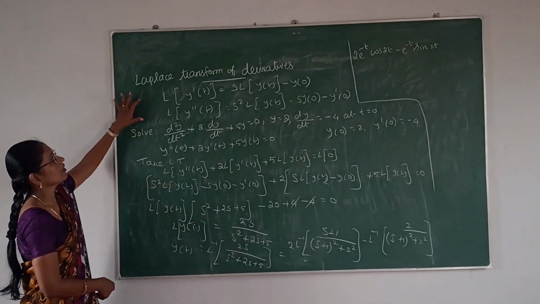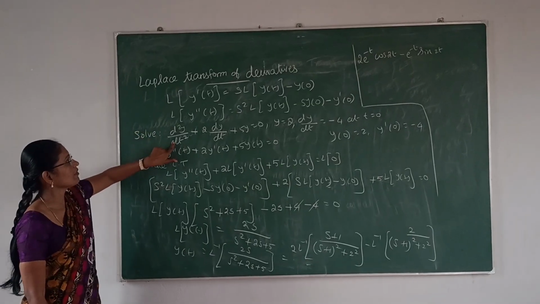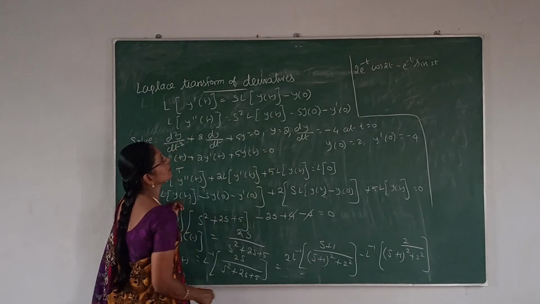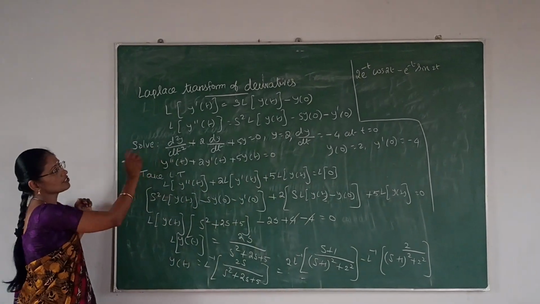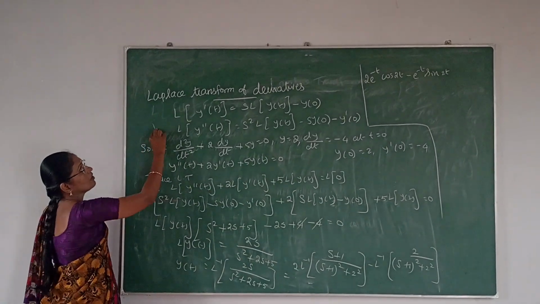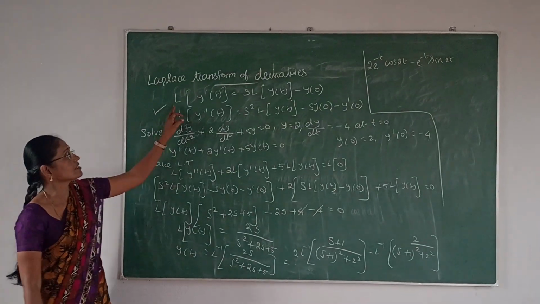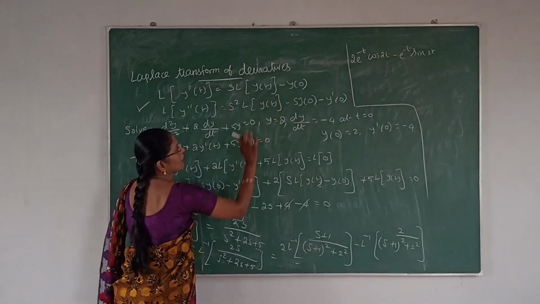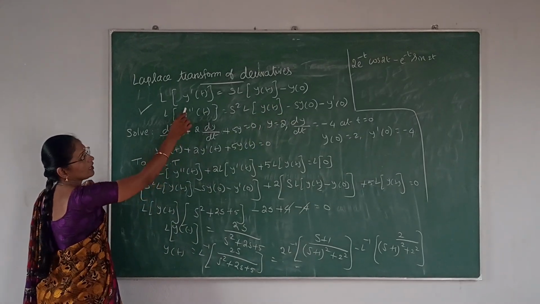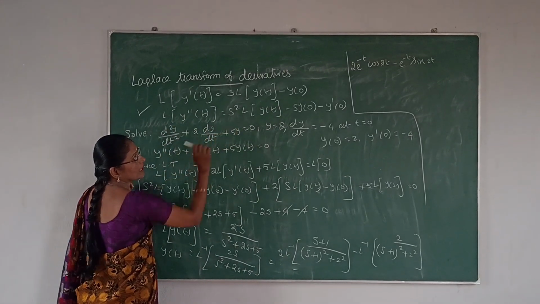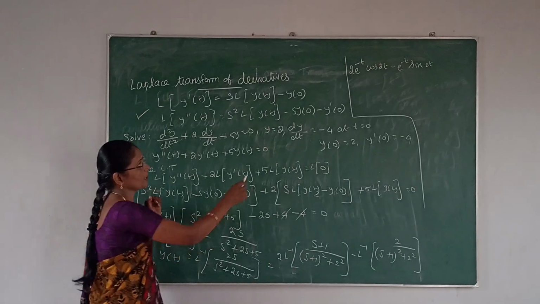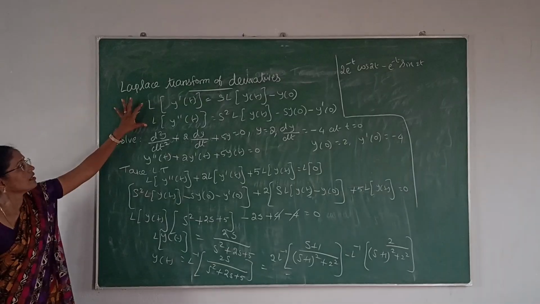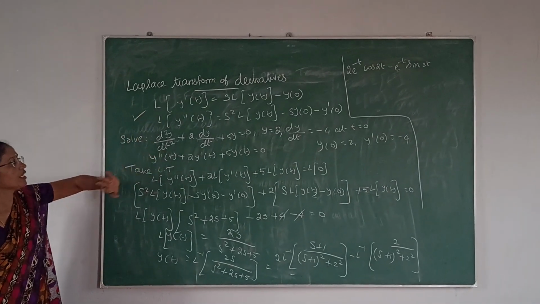So based on the formulas, we will solve differential equations. These consist of linear differential equations with some boundary conditions. For solving these differential equations, we need some derivative formulas. That is, L of y dash of t equal to s into L of y of t minus y of 0. L of y double dash of t equal to s square L of y of t minus s y of 0 minus y dash of 0. We'll apply these derivative formulas for doing the problems.